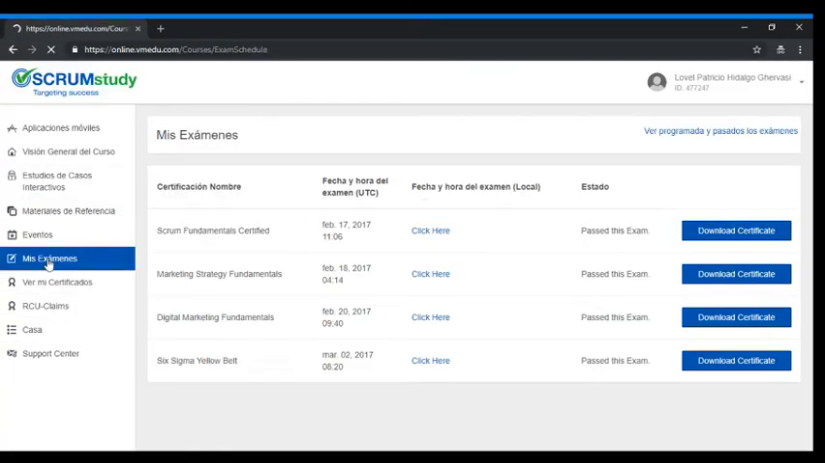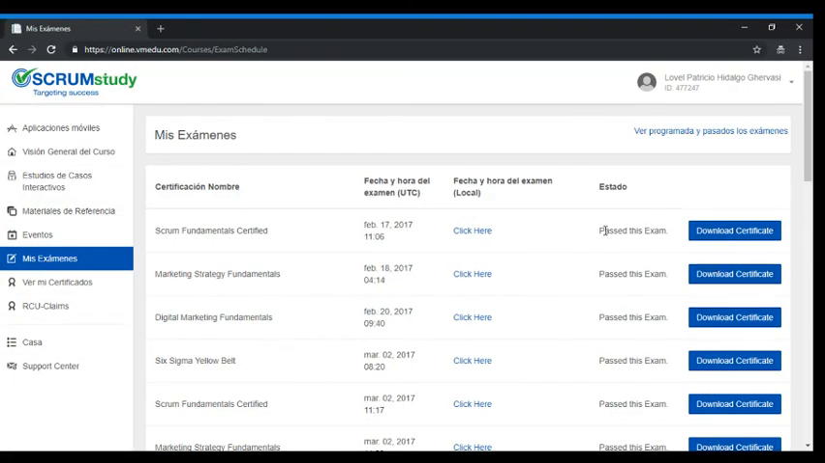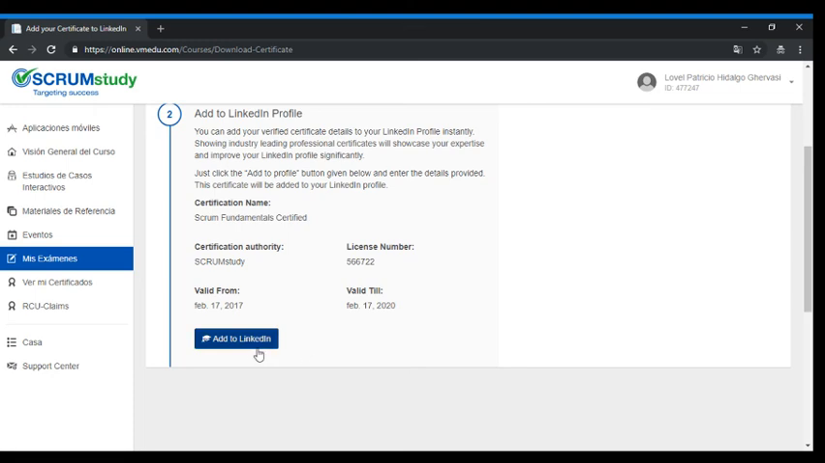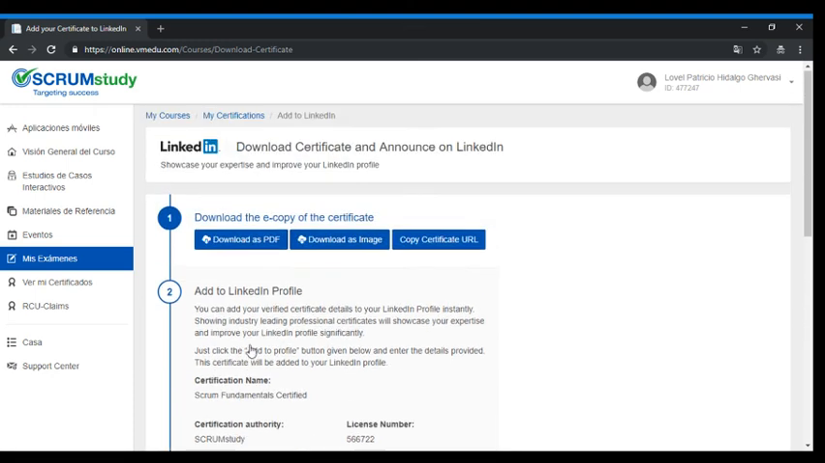Y nada chicos, quiero ver después de que den sus exámenes, que diga el estado, pasó el examen. Una vez que diga pasaste el examen, descargan el certificado y por favor lo suben para ver sus certificados. Lo descargan en PDF o con imagen como quieran y pueden añadirlo hasta su LinkedIn.